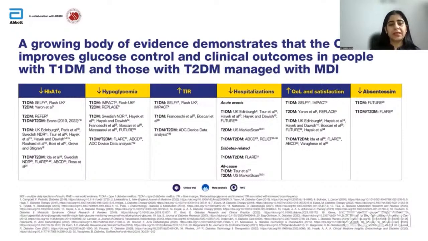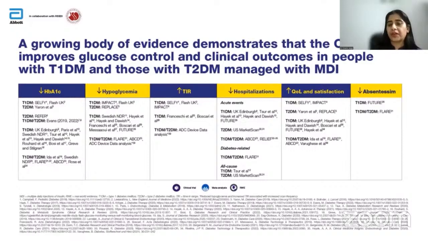So you can clearly see we have clinical trials as well as meta-analyses and real-world evidence when it comes to reduction in HbA1c when we use CGM for our patients. Again, you can see here a marked reduction in hypoglycemia, an improvement in time in range, reduced hospitalizations, all in terms of acute events, as well as diabetes-related hospitalizations and all-cause hospitalizations coming down when CGM is used in our patients with type 1 and type 2 diabetes who are already on multiple insulin injections.